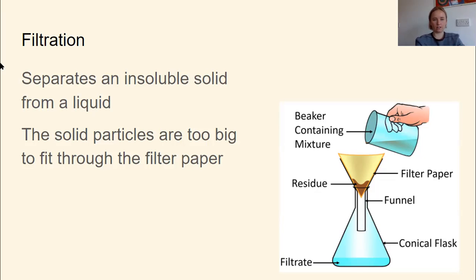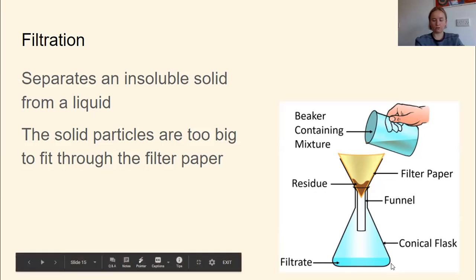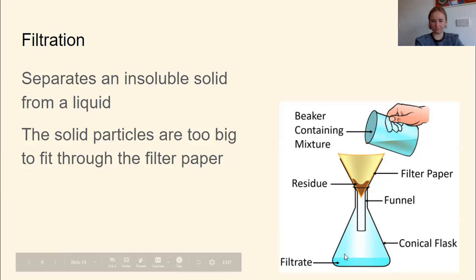So filtration separates an insoluble solid from a liquid. That means if you have a liquid with solid particles in it that haven't broken down and dissolved, they can be separated. This is because the solid particles are too big to fit through the filter paper. So we've now separated out the sand from our water using this. Take a look at this diagram here. The sand gets trapped, it's called the residue, and the water that filters through is called the filtrate.